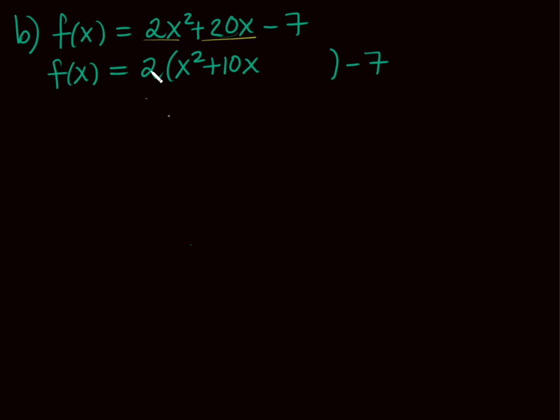So I'm going to take a 2 out. I factor a 2 only from the first 2 terms. Okay, so I bring this 2 out. Now I'm ready to complete the square.